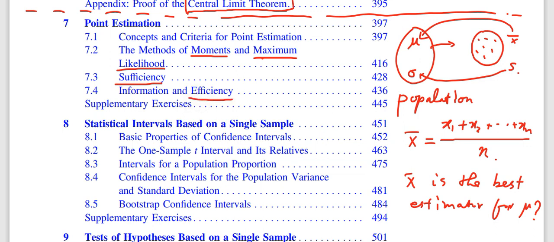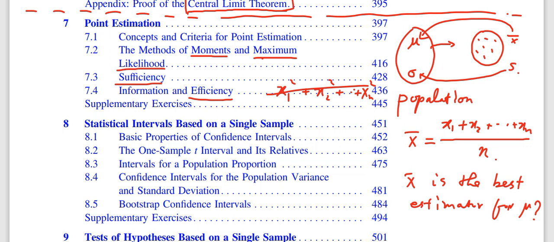From this information, like x1 plus x2, those things are sufficient to estimate mu. We don't need to use other information, for example x1 squared, because this is sufficient. Sufficient simply means we don't need those other information because this one is enough. Or efficient. Usually sufficient and efficient mean the best. Okay, so those are the point estimation.